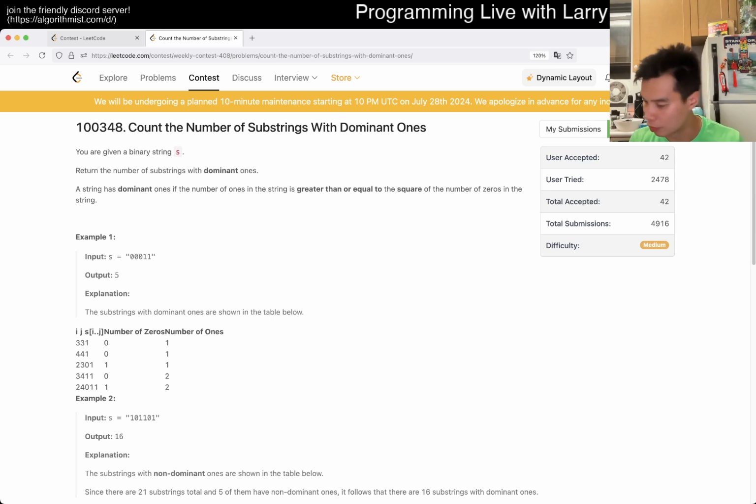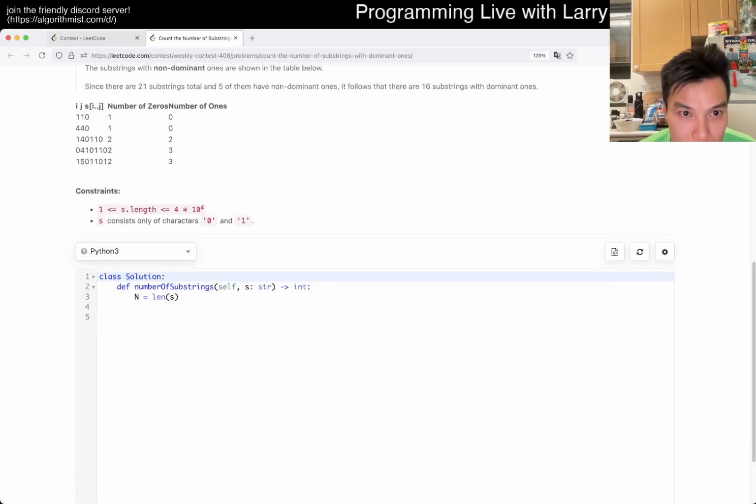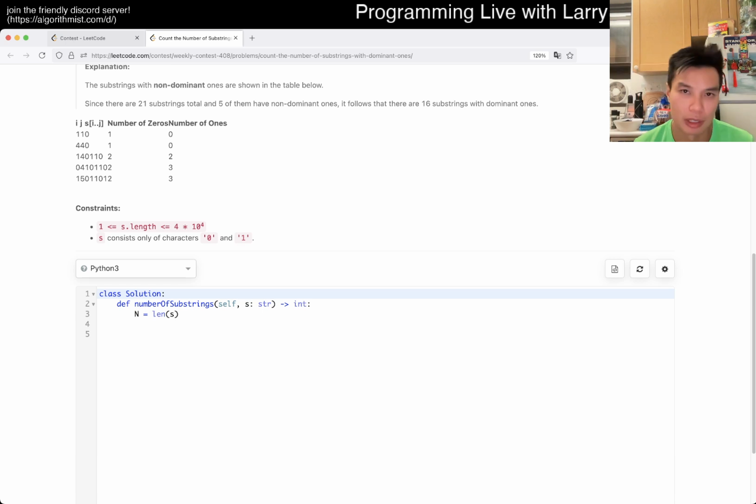So number of zeros, right? Okay. Because let's say we have 100 zeros, that means the string can be up to 10,000. And there's 4 to the 10,000, so I guess maybe 200, so yeah, 40,000. So that means the number of zeros can be at most 200 in a string.